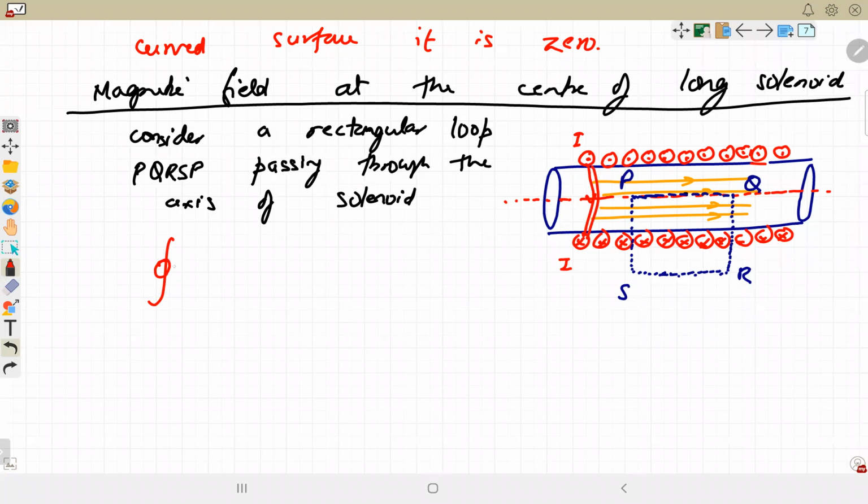So we have to integrate B over dL, and that will be mu naught times total current passing through it, around P, Q, R, S, P. Let's say this length is x. How do we find how much current is inside? Because each turn has the same current I. We just need to find how many turns there are. Number of turns inside will be small n times x, because n is the number of turns per unit length and x is the length. Each turn has a current of I.